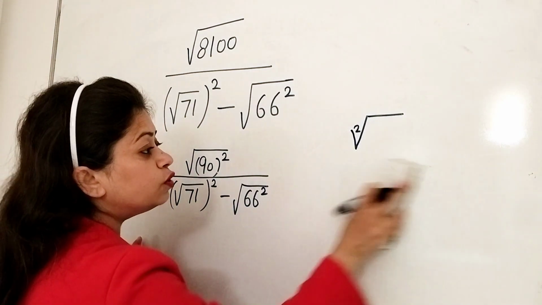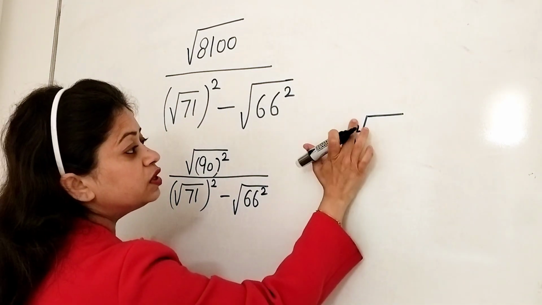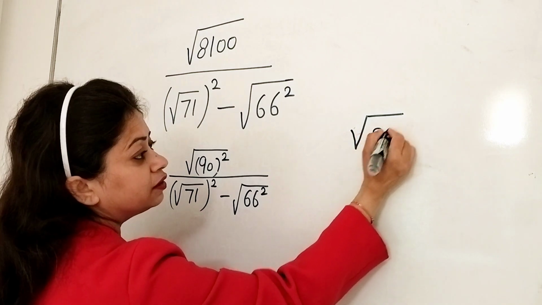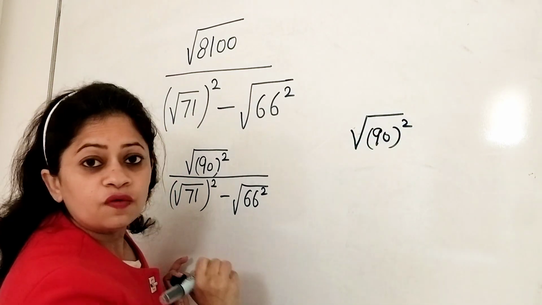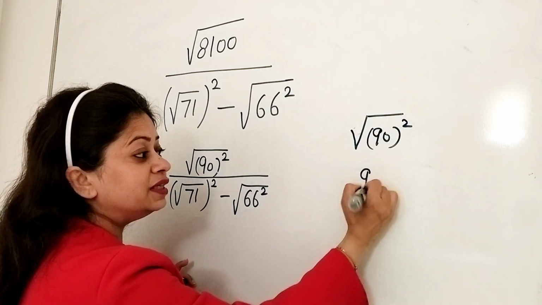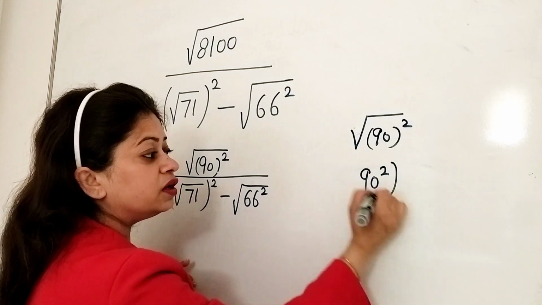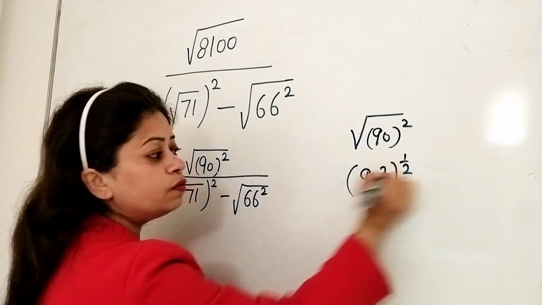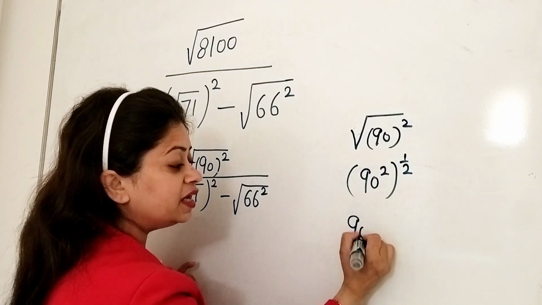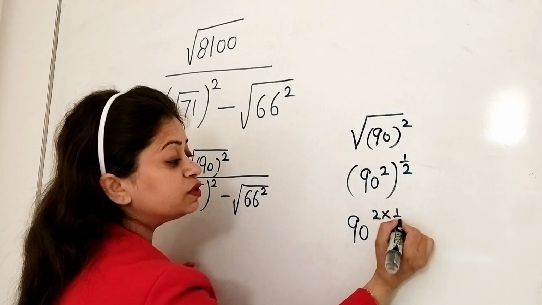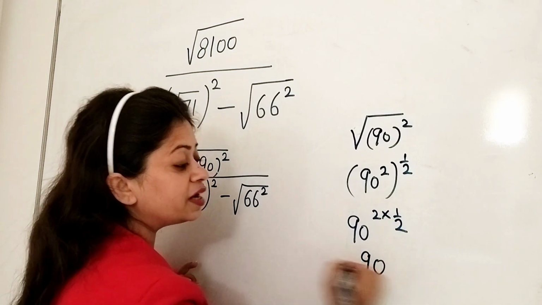Suppose we have here under root 90 square, right? So what does this actually mean? This means 90 square raised to power 1 by 2, right? So 90 raised to power 2 times 1 by 2. This is actually 90.